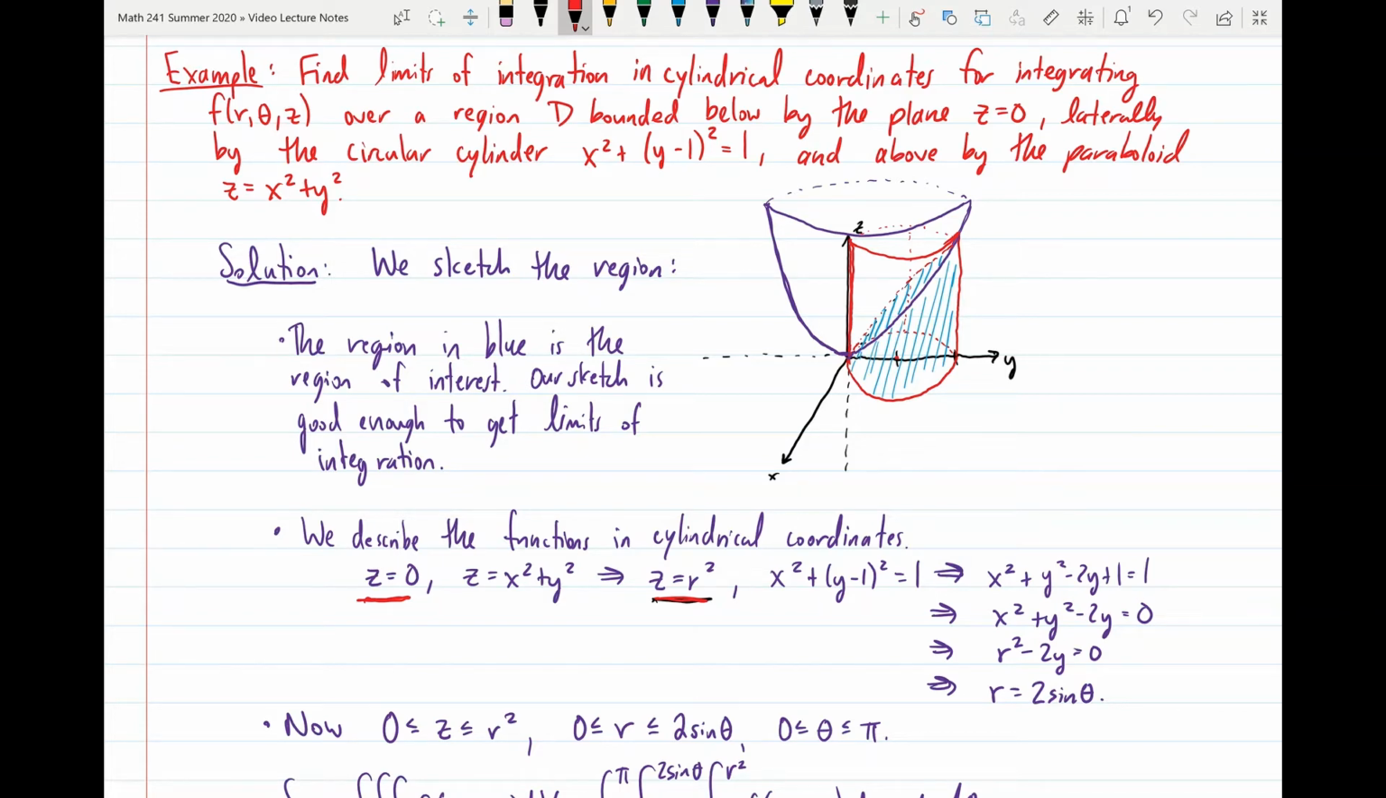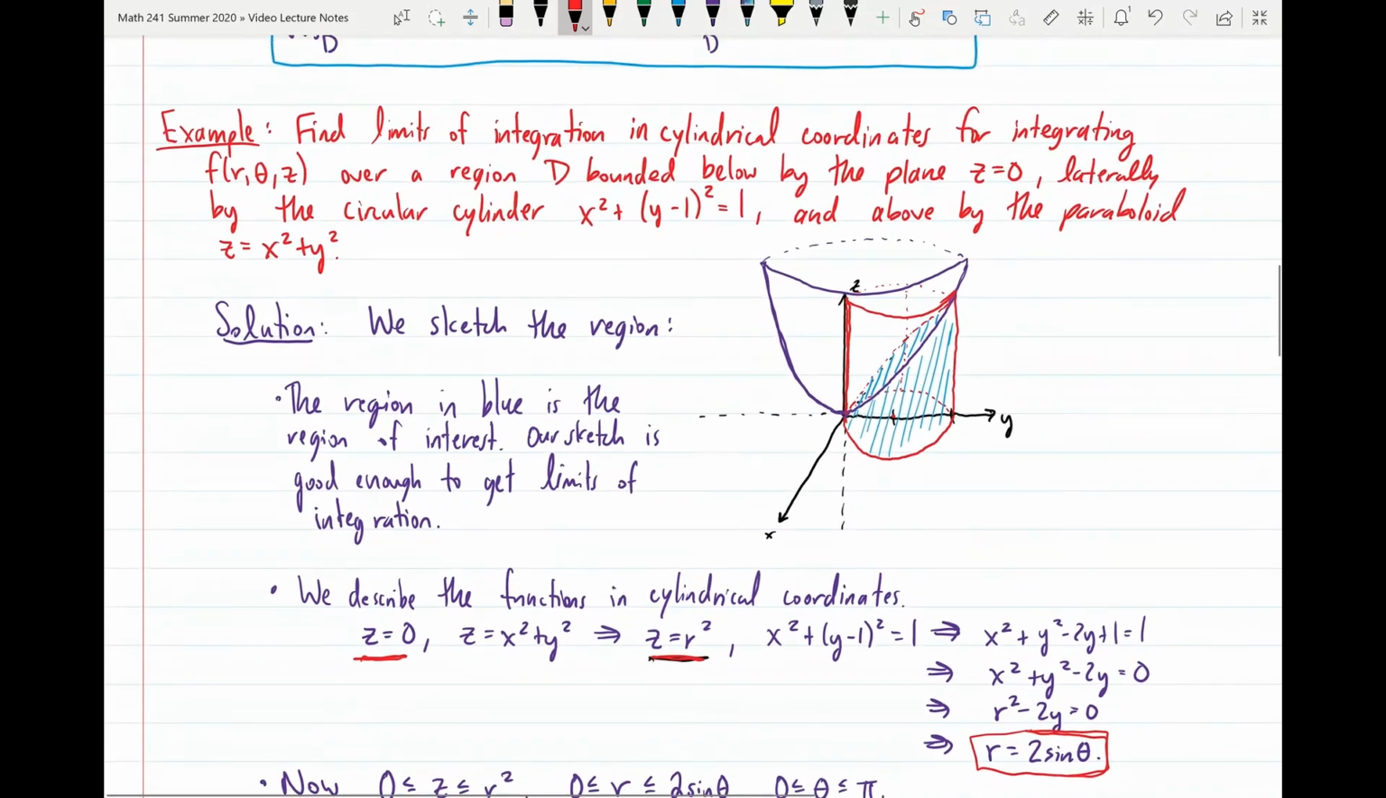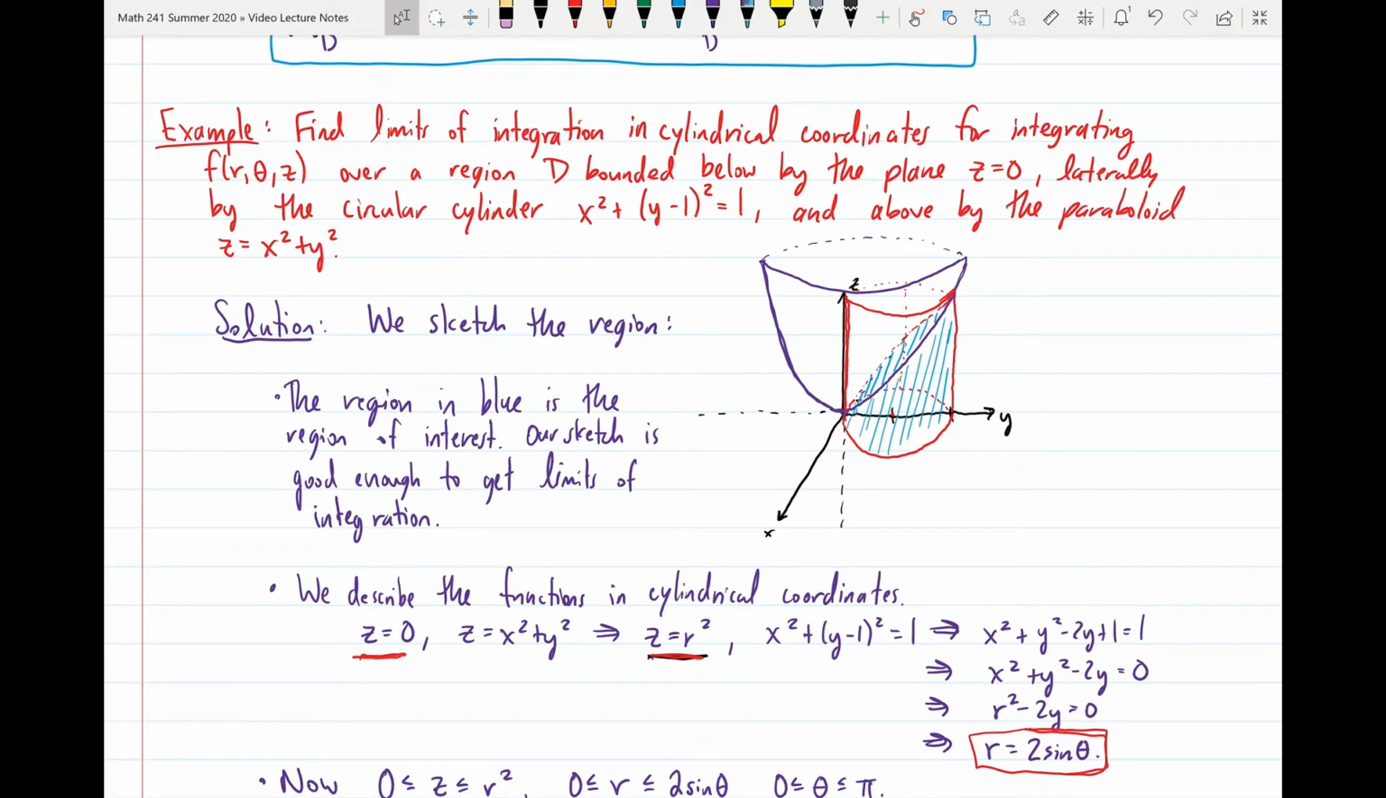So we can expand the (y minus 1) squared and get down to x squared plus y squared minus 2y equals 0. But x squared plus y squared is equal to r squared, and so we have r squared minus 2y equals 0. Then we can substitute r sine theta for y, do a little bit more algebra, and our final equation is going to be r equals 2 sine theta. So now we've taken each of the functions that describe our region and given them in terms of cylindrical coordinates.